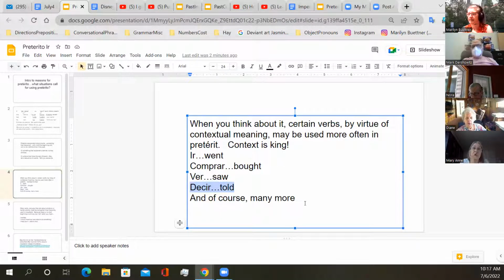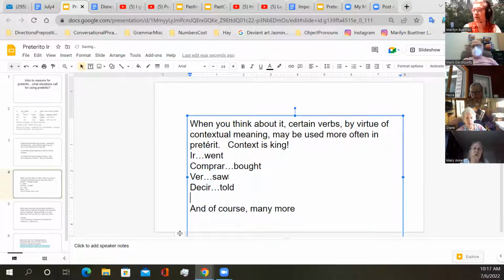And yeah, many more. Actually, I could add one to this list. When you say I gave something, you don't usually say I used to give. Oh, you might say, I used to give a charitable donation every year to this group. Then that would be imperfecto. But I gave him this, I gave him that, usually it's a one and done kind of thing. And one and done means it's got to be preterito.